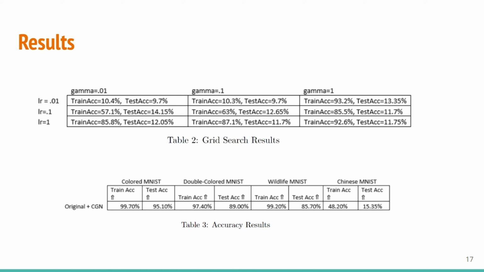Since we were focusing on test accuracy, we decided to go with a learning rate of 0.1 and a gamma of 0.01. With these values, we trained the classifier again with a batch size of 100 and for 30 epochs, and got our final results shown in the bottom table.